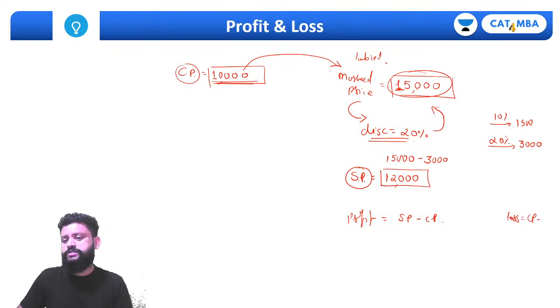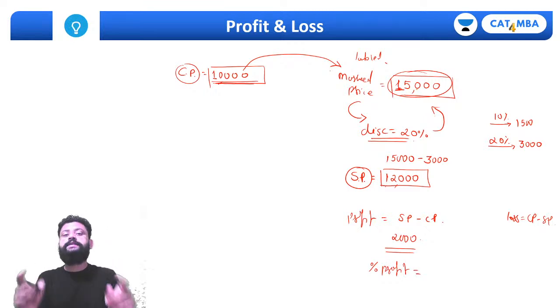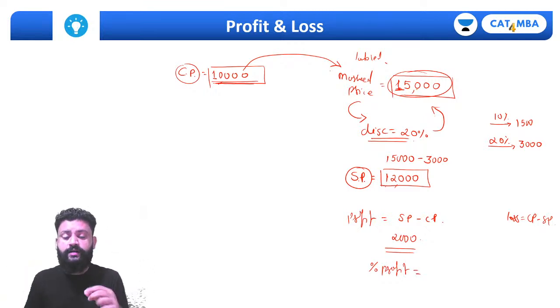So that's why the difference is cost price minus selling price in case of loss. So here there is a profit of 2,000. Now if I want to calculate what is my percentage profit, definitely I'll compare my profit with my cost price, that is, how much was spent from my pocket.